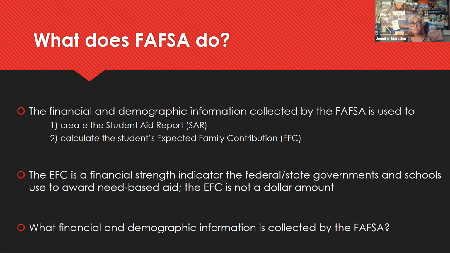So more about what the FAFSA does: it collects this demographic and financial information. And what it does then, like I said, is create a student aid report, the SAR, that summarizes all the information you enter into the FAFSA and then calculates that expected family contribution, or EFC, like I mentioned before. And the EFC, you'll hear over and over again, is not a dollar amount, even though you'll see colleges and websites refer to it as a dollar amount. It's a financial strength indicator. So if your EFC is 0, like all our students who qualify for free and reduced lunch, it's super exciting, because that means you're going to get the full Pell Grant, that's $6,495, which will go up a little next year.